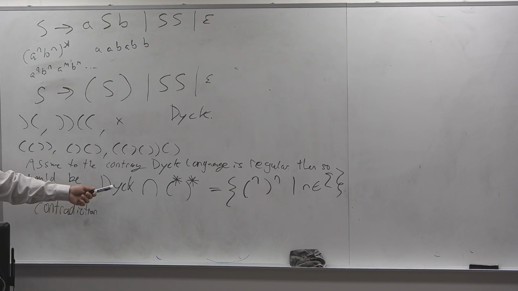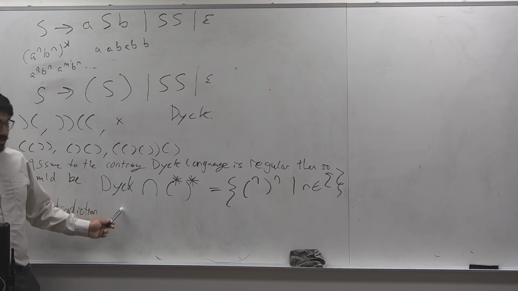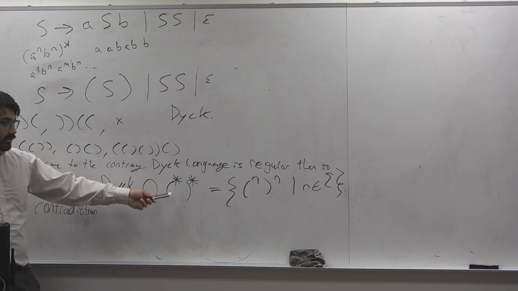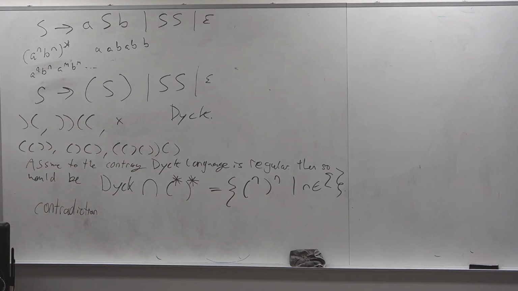We applied closure. Just to review real quick, assume to the contrary the Dyck language is regular. Since regular languages are closed under intersection, and that's regular by assumption, the intersection of such languages should be regular, but the intersection is a non-regular language. Contradiction. The Dyck language is not regular. Sometimes you don't need pumping, just throw some other stuff at it, you get the right answer.